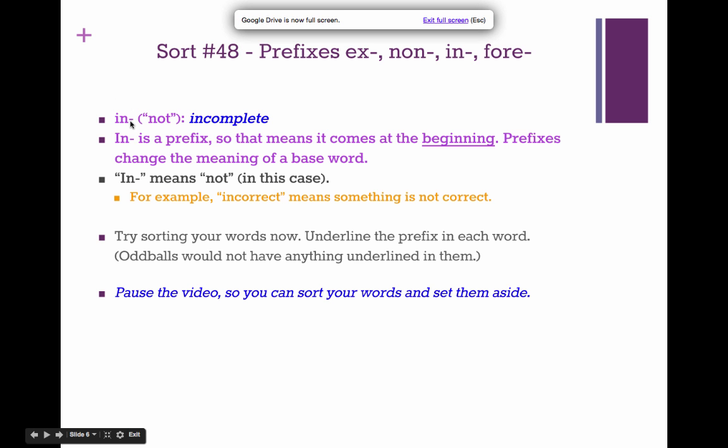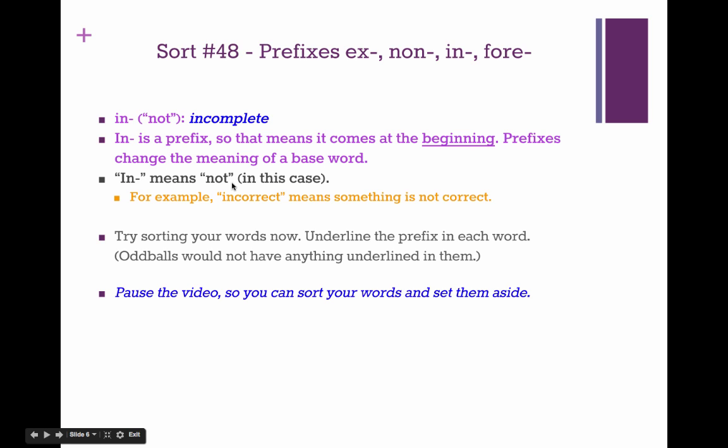Alright, next is in as in not. So your example is incomplete. In is a prefix, so that means it comes at the beginning. Prefixes change the meaning of a base word. In means not, in this case. For example, incorrect means something is not correct.